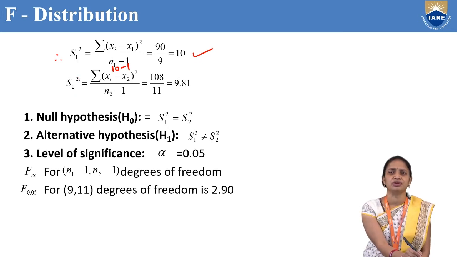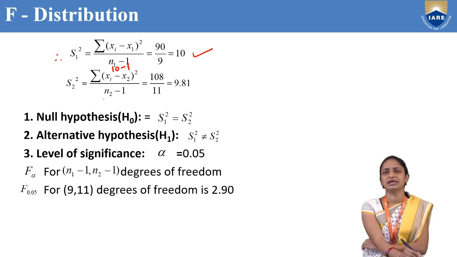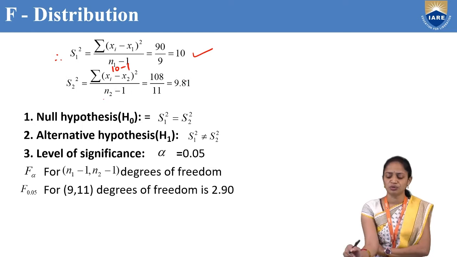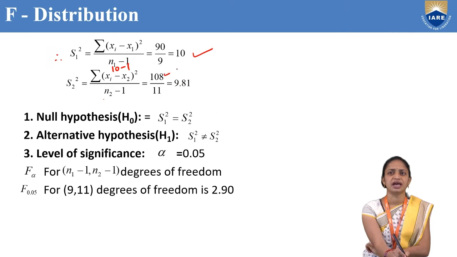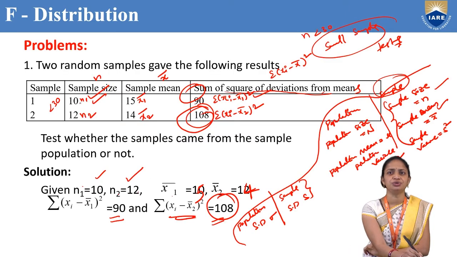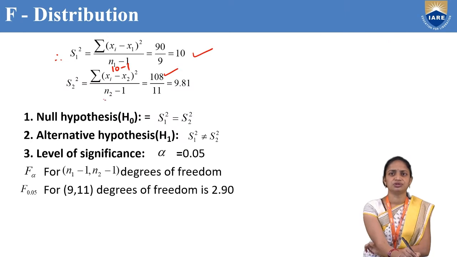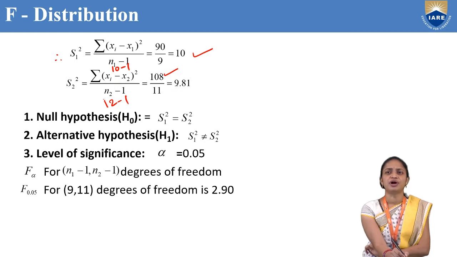Like that, s2 square, we have a formula that is summation xi minus x2 bar whole square by n2 minus 1. So we know that summation xi minus x2 bar whole square is 108. So that is 108 divided by what is n2? n2 value is 12. So 12 minus 1, that is 11. 108 divided by 11, that is equal to 9.81. So therefore s2 square equal to 9.81.